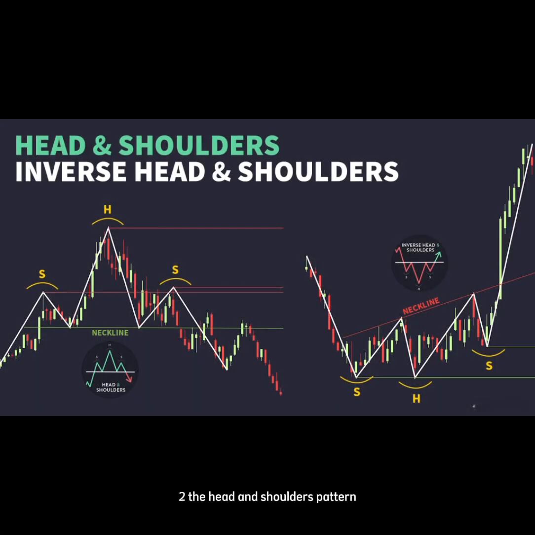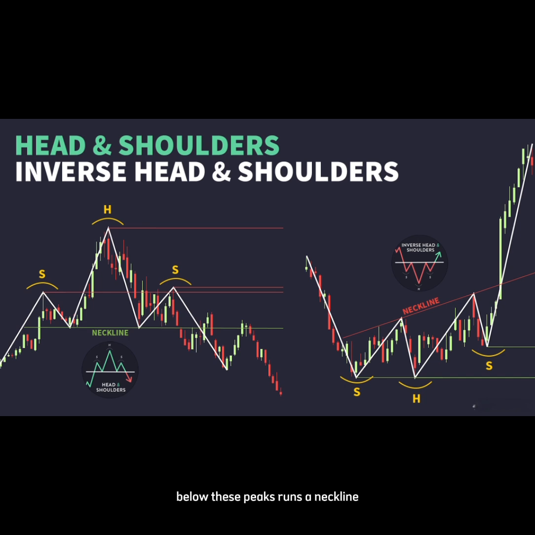2. The head and shoulders pattern. Let's start with one of the most well-known reversal patterns, the head and shoulders. This pattern typically appears at the end of an uptrend and can signal a potential shift from bullish to bearish momentum. It's comprised of 3 peaks. 1. Left shoulder, a swing high that emerges after a noticeable uptrend. 2. Head, a higher peak that forms after the left shoulder. 3. Right shoulder, a lower peak following the head, often similar in height to the left shoulder.